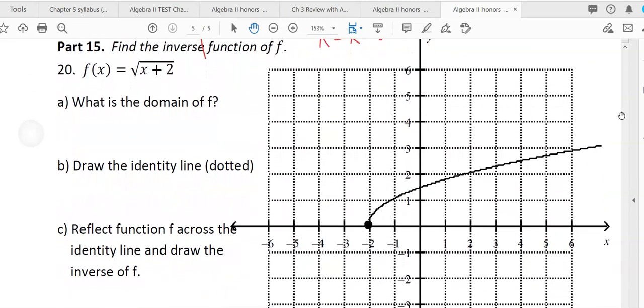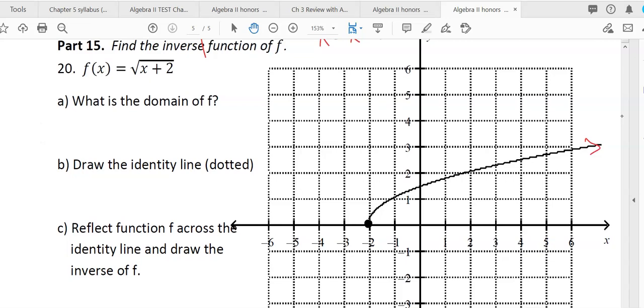Find the inverse of the function. By the way, this is supposed to go on forever there. It's like a square root function kind of thing. There it is. In fact, it is a square root function. What is the domain of f? The domain looks like it starts at -2, so -2 to infinity. It goes on forever to the right.